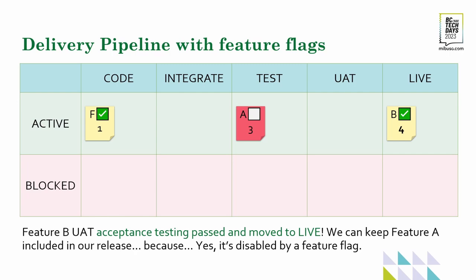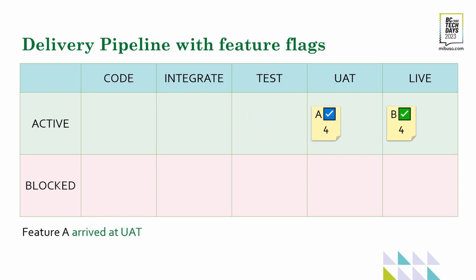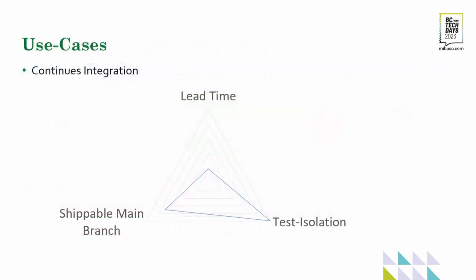We finally get our fix integrated. We did regression testing for feature A. It moved to UAT, and so on and so on. So you can see that in our case, with the feature flagging approach, we can stop compromising between these aspects of our delivery pipeline and actually achieve all three aspects of it without any trade-offs.